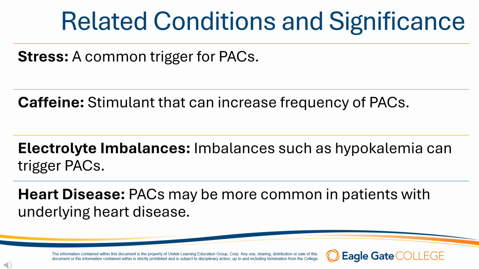Stress is one of the most common triggers for PACs. When the body is under stress, it releases hormones like adrenaline, which can increase heart rate and irritate the electrical system of the heart, leading to premature contractions. Patients experiencing high levels of stress may report an increase in palpitations and episodes of PACs.